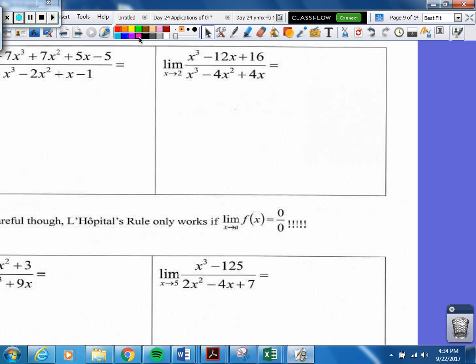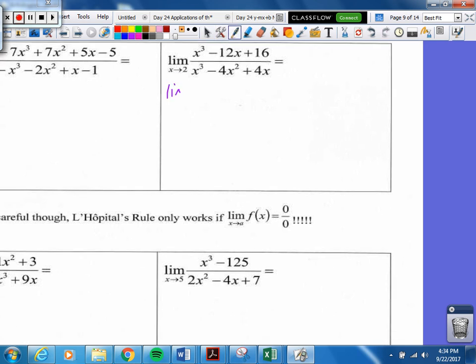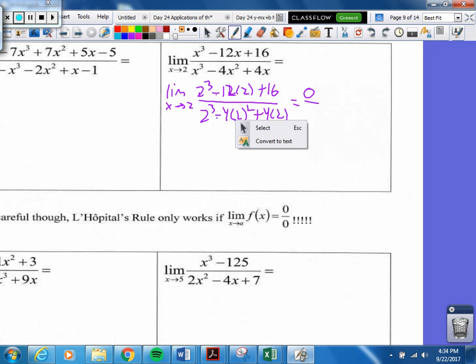All right. So first thing we do, plug in. Limit as x approaches 2 of 2 to the third minus 12 times 2 plus 16 over 2 to the third minus 4 times 2 squared plus 4 times 2. That's going to be 8 minus 24 plus 16, which is 0. The denominator is 8 minus 16 plus 8, which is 0. Got it, 0 over 0.